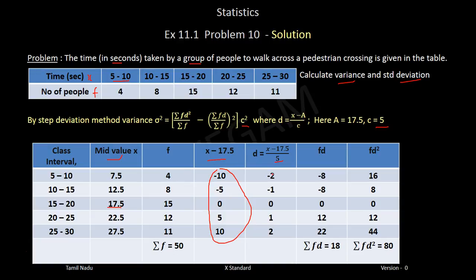FD we have to calculate. 4 into minus 2 is minus 8. 8 into minus 1 is minus 8. Do the same for the remaining 3 values. You will get the FD values.